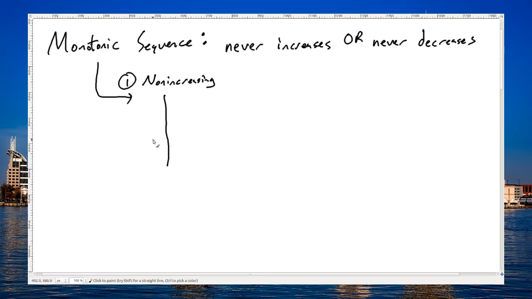And from the picture, if it's not increasing, then it only has two things it can do. It has to either decrease or stay the same. And it can stay the same forever, actually, as long as it never increases.